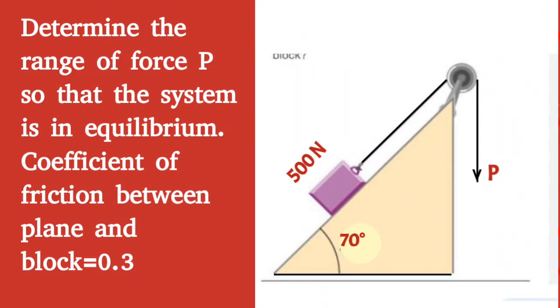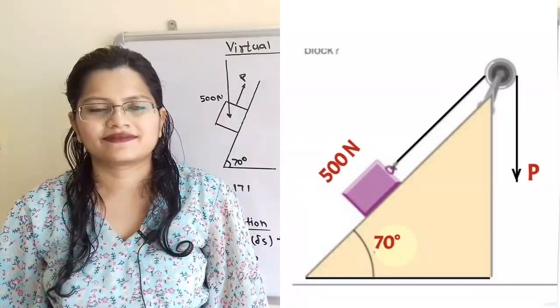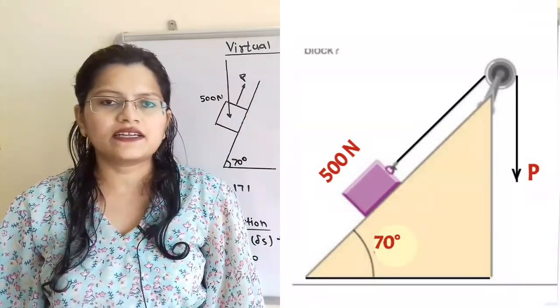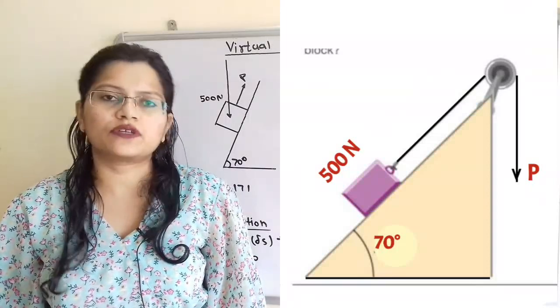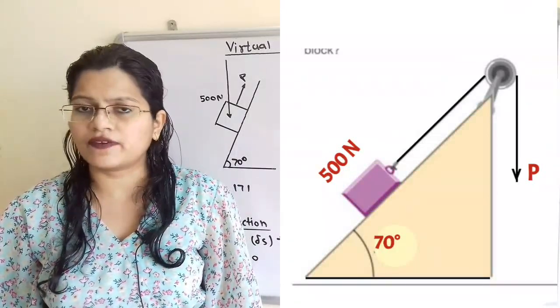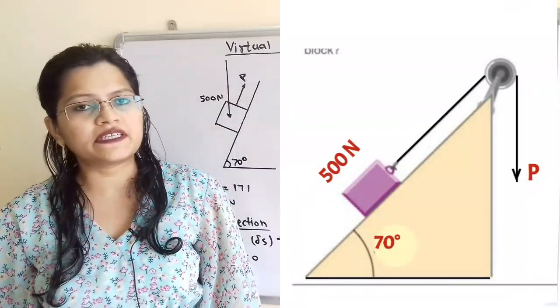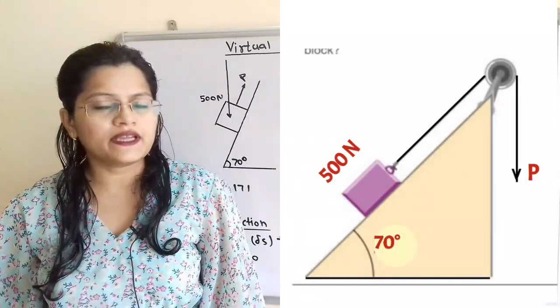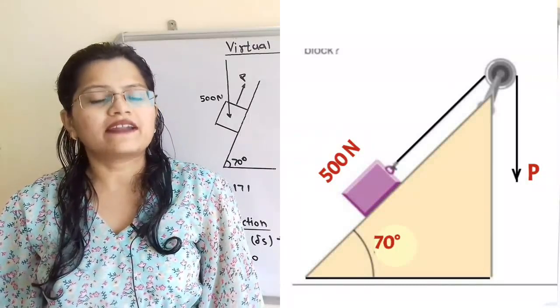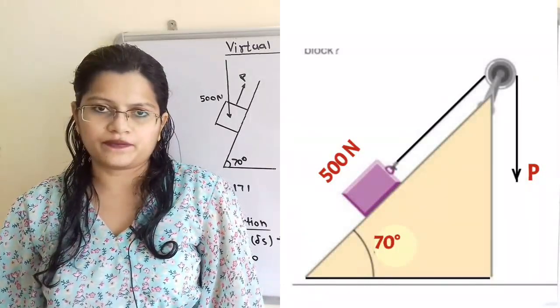Given question, determine the range of force P so that the system is in equilibrium. Coefficient of friction between plane and the block is equal to 0.3. Let us understand the given system. Block of weight 500 Newton is placed on an inclined surface which is making an angle of 70 degrees with horizontal. We have to find out the range of effort P applied to the block so that the system is in equilibrium.